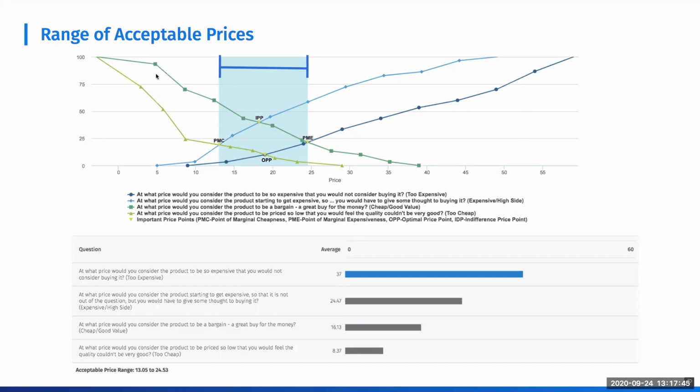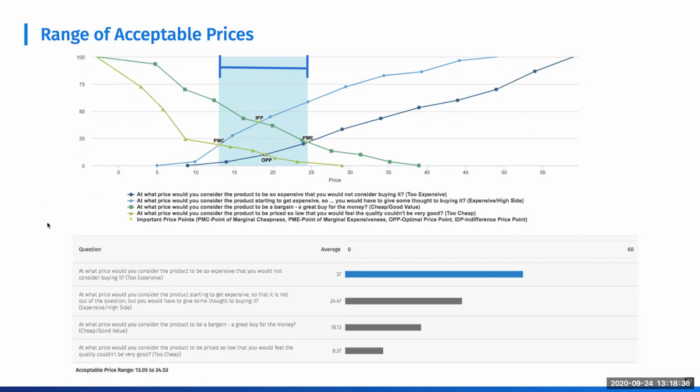Too cheap and not expensive would move downward on the chart, so they would go from 100% to 0%. And then vice versa for the lines that represent too expensive or not a bargain. Those would move up from 0% to 100%. In between is this shaded blue area, which our platform is able to decipher, the range of acceptable prices. You don't want to look at anything beyond this range. What this tells you is the acceptable price range for this product if you were to sell it in your market. And it's divided by the point of marginal cheapness and the point of marginal expensiveness.